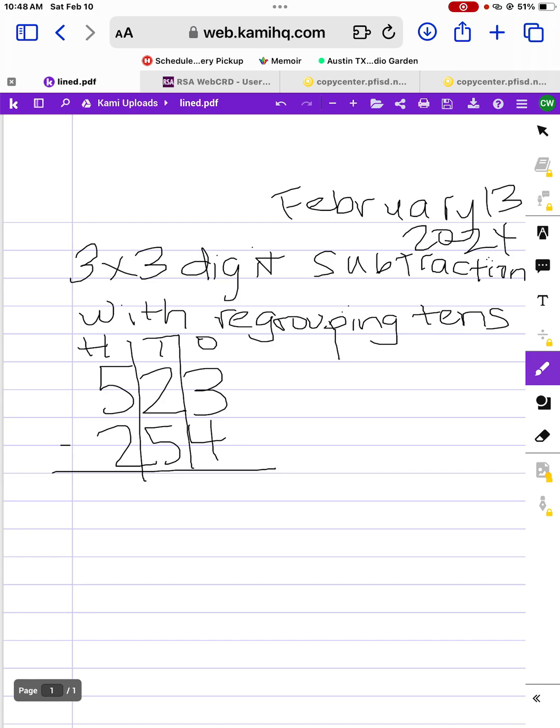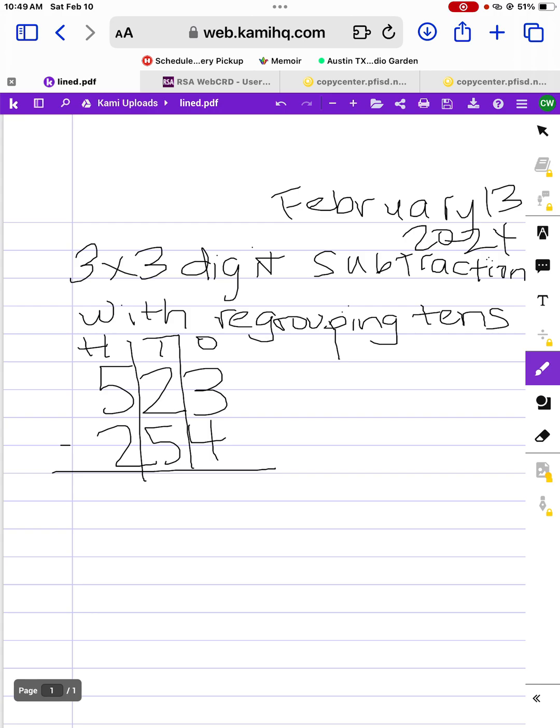Whenever I'm subtracting, I move from the ones place to the tens place to the hundreds place. It's very important that we do not start with our hundreds and do not start with our tens. We always want to start with our ones no matter what. That way, if we're regrouping, we can borrow from a bigger number instead of having to go back and fix it, okay? So we always start with our ones.